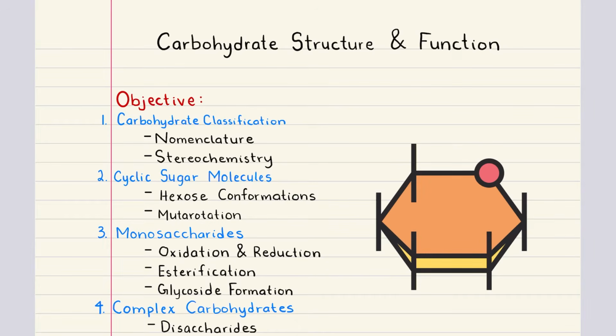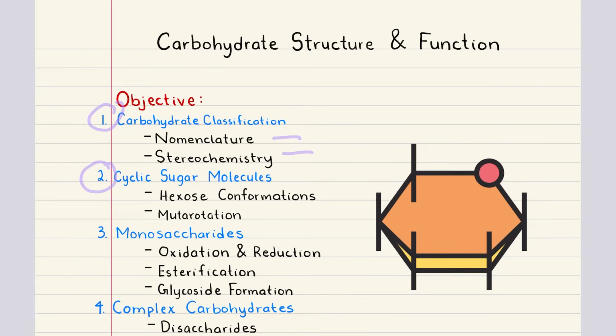Today we're going to cover chapter 4 in our MCAT Biochemistry series, and this chapter is titled Carbohydrate Structure and Function. In this chapter, we're going to cover the following objectives. First, we're going to start with carbohydrate classification. This means we're going to go over how carbohydrates are named and how we use stereochemistry to distinguish between different isomers. Second, we're going to talk about cyclic sugar molecules.